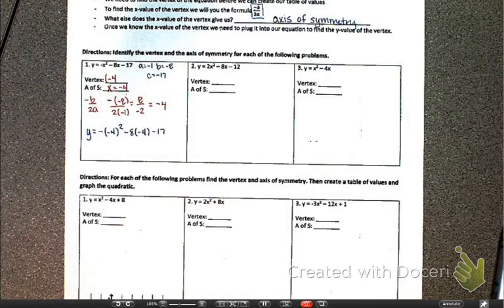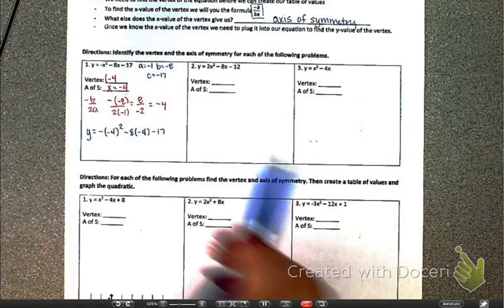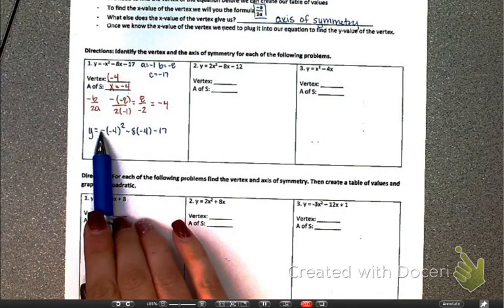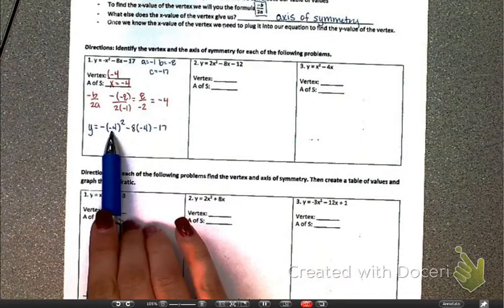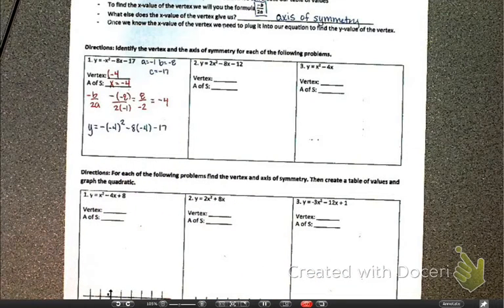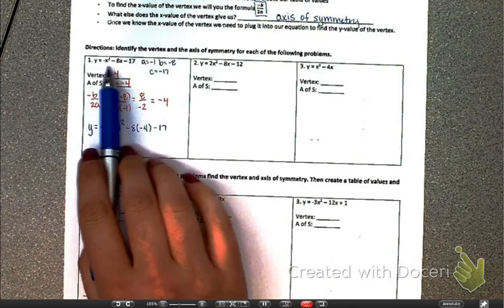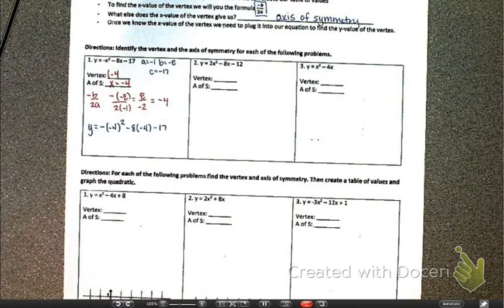Why is it minus? Because it's a negative here, and then this is negative 4. I haven't done any math. I literally just replaced x with negative 4. So everywhere there was an x in my equation is now a negative 4, right?